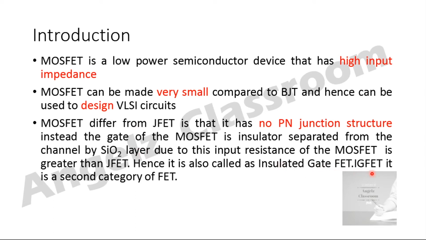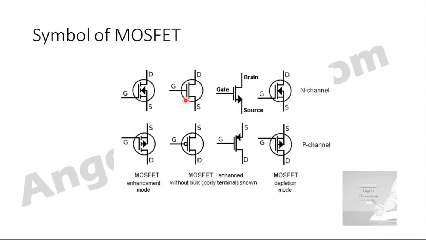So this is the second category of the FET family. These are the symbols of MOSFETs. This MOSFET is classified basically into two types: one is enhancement mode and another one is depletion mode. Physically, as we have seen, the depletion MOSFET has a solid straight line, whereas the enhancement MOSFET has a broken line. The straight line means it has a channel for conduction of electric current, whereas the broken line indicates that there is no channel between the source and drain.